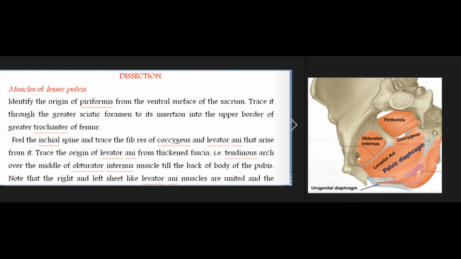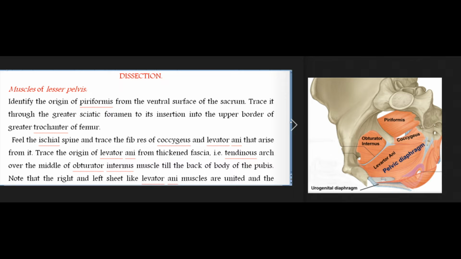Feel the ischial spine and trace the fibres of coccygeus and levator ani that arise from it. Trace the origin of levator ani from thickened fascia, i.e. tendinous arch over the middle of obturator internus muscle till the back of body of the pubis.